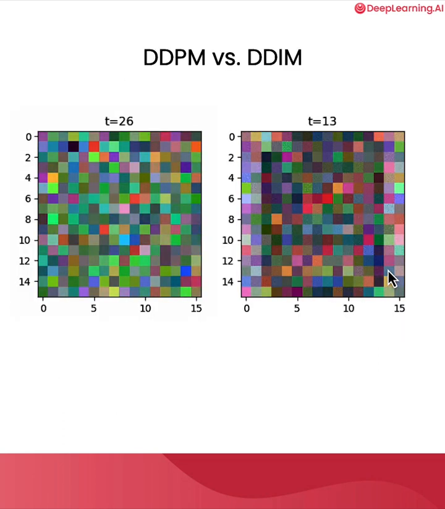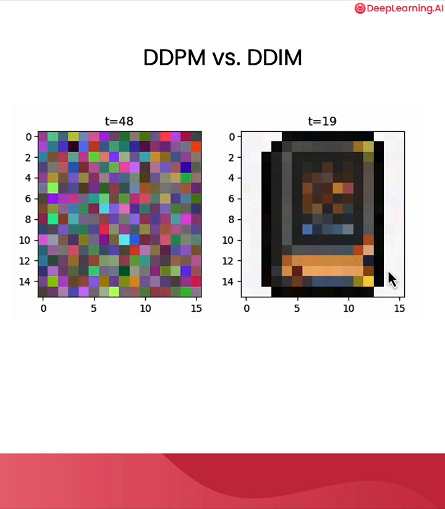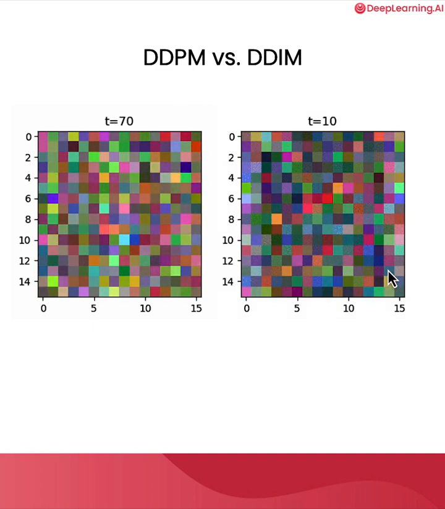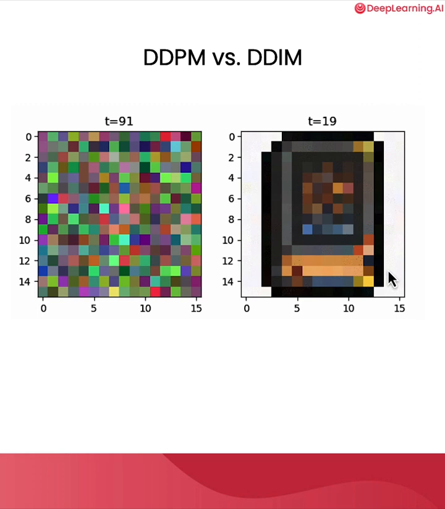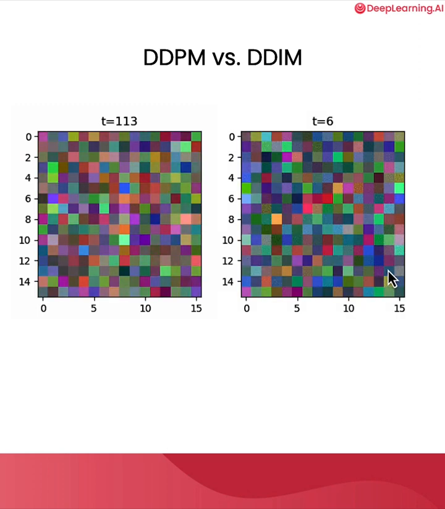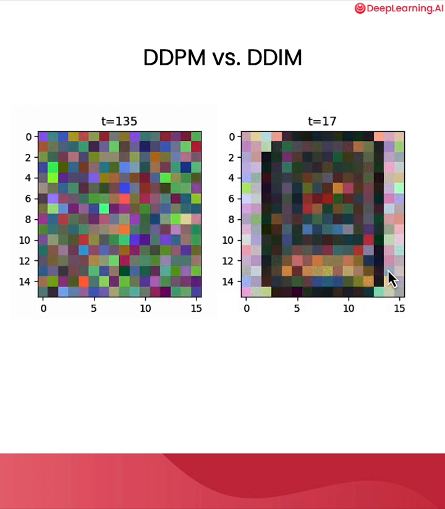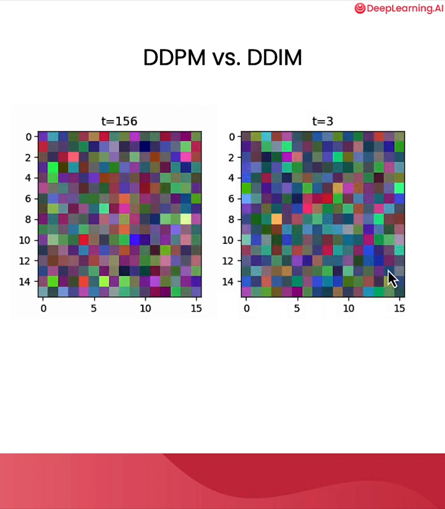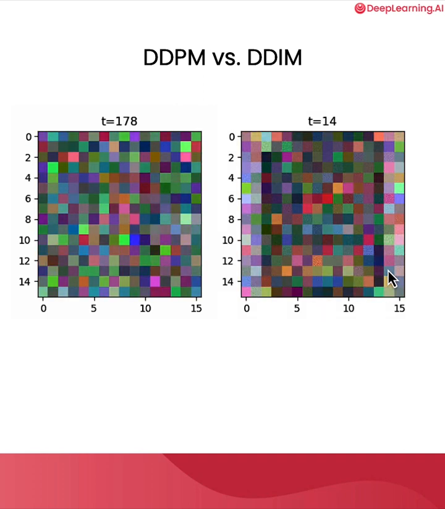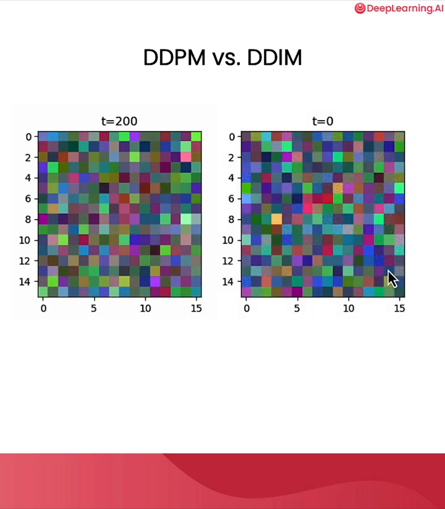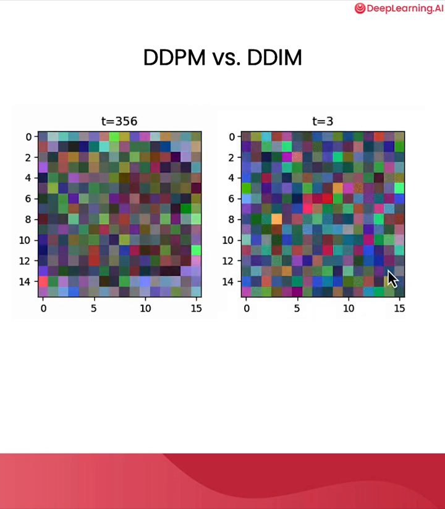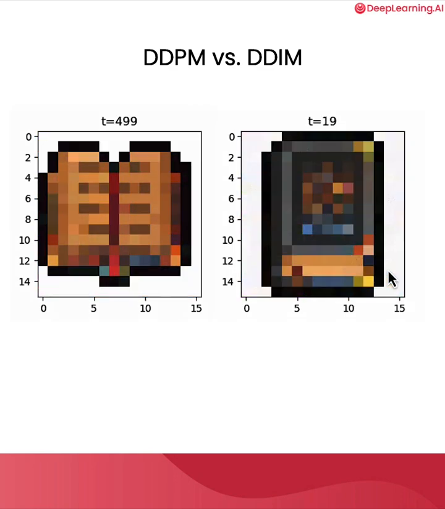So let's compare DDPM here on the left, which is what we've been doing so far, and DDIM here on the right. Yes, it is much faster with DDIM. You immediately see a book there after time step 19. And we're still going for DDPM, we're still going. And this goes all the way up to 500 with DDPM, as you know.